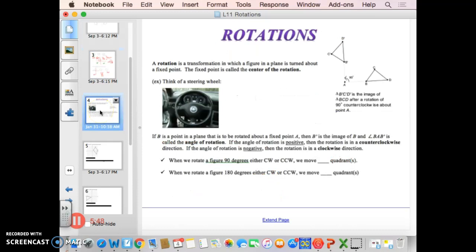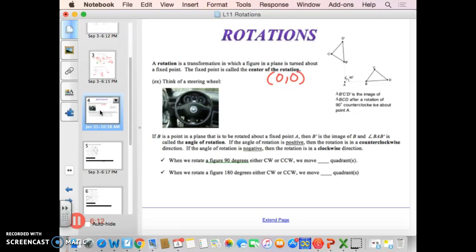So that's giving you an idea, a discovery of what we're going to be talking about today. So today we're going to be talking about rotations. And remember, it's a transformation in which a figure is turned about a fixed point. And usually we call this fixed point the center of rotation. Usually the center of rotation is at 0, 0, which is what we call the origin.